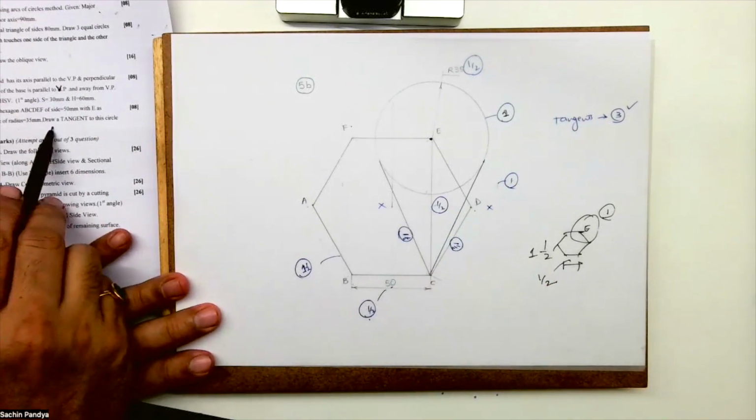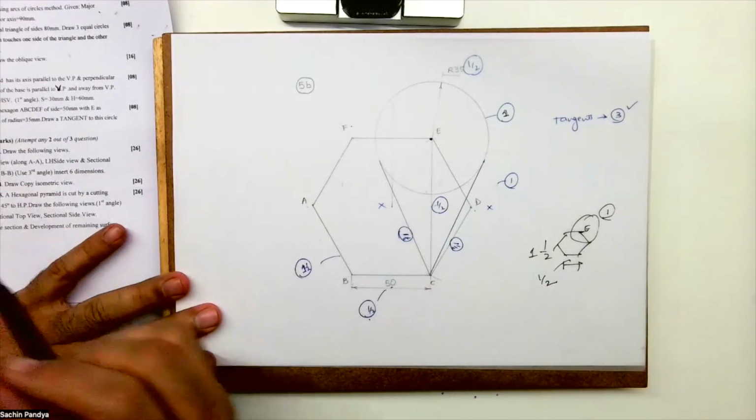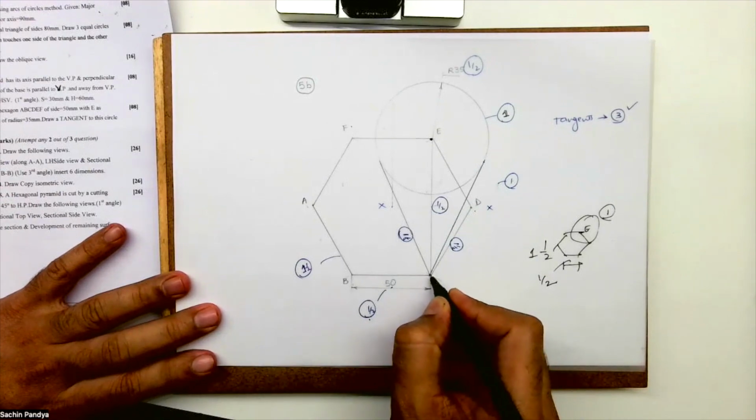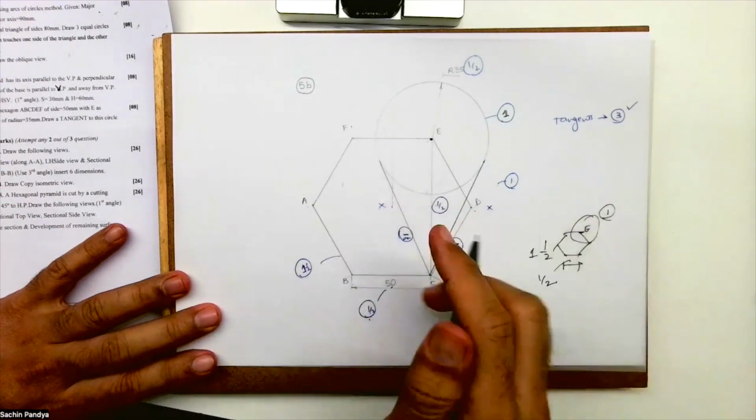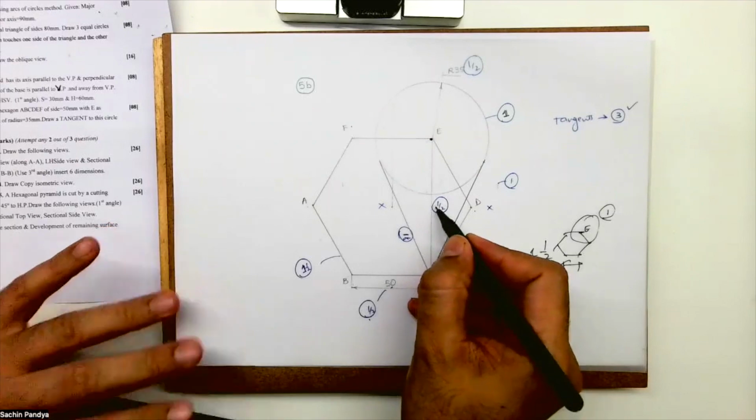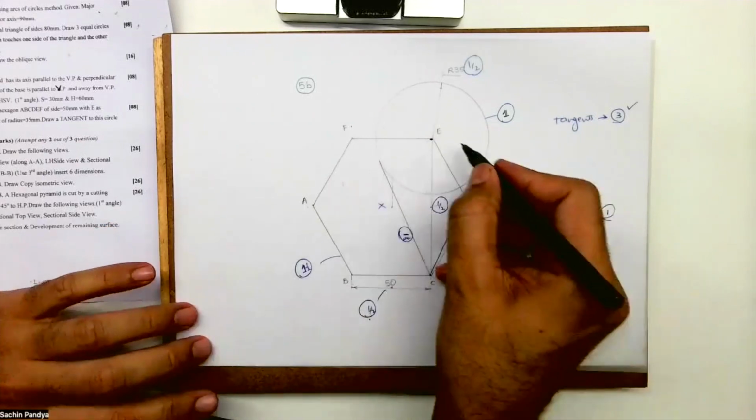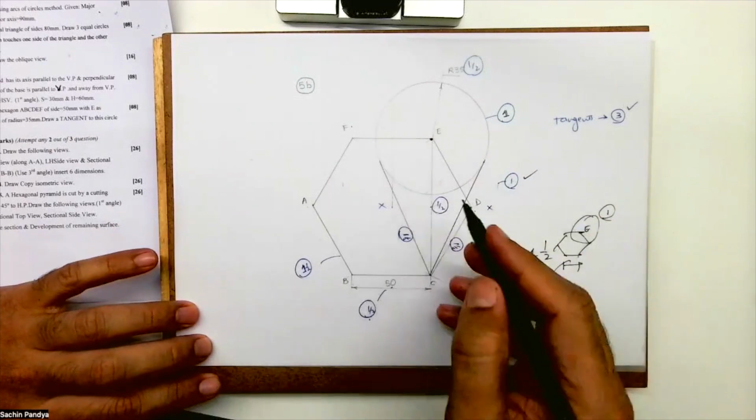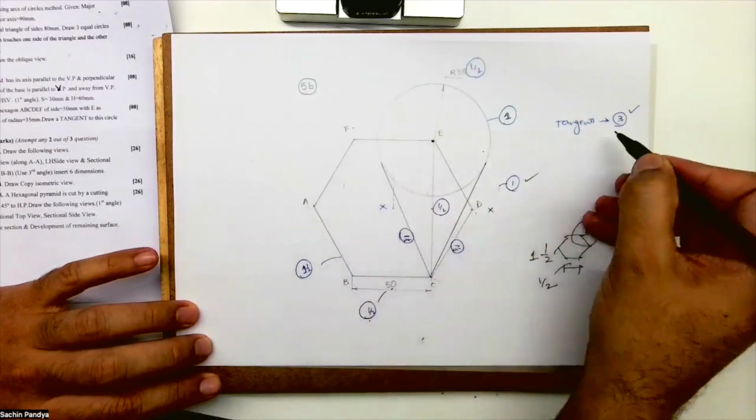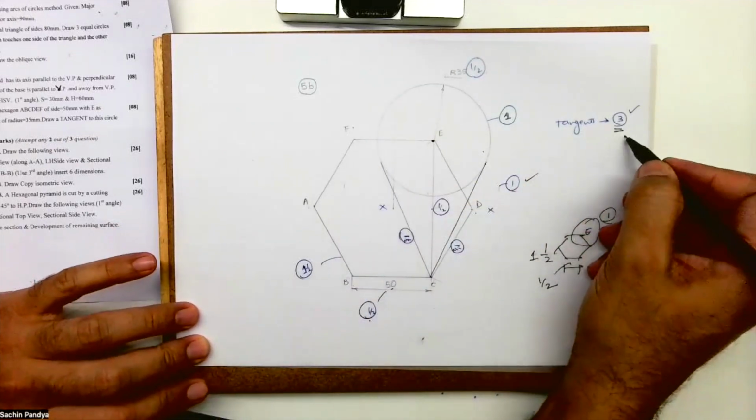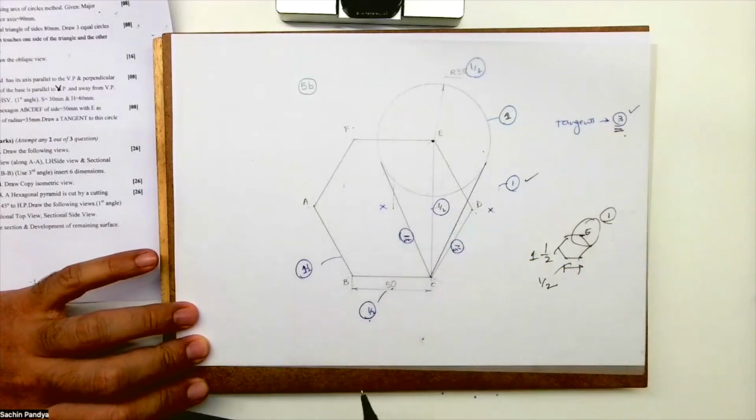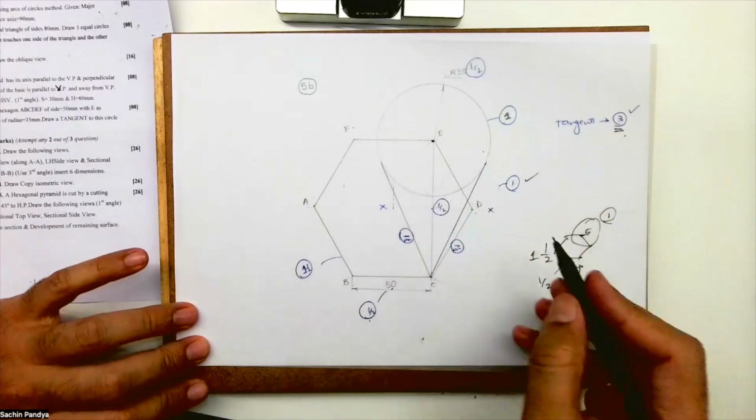Now draw tangent to this circle from point C. Now from point C we need to draw. So what I will do first, I will bisect this. So for bisection it is half mark. Then you will draw a circle. So that circle is for 1 mark. And you will draw the tangent. So that is for 3 marks. So that's how you will get marks in this. It is 8 marks.